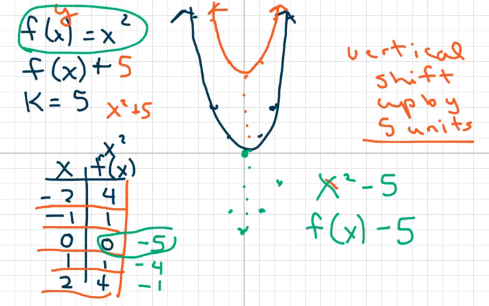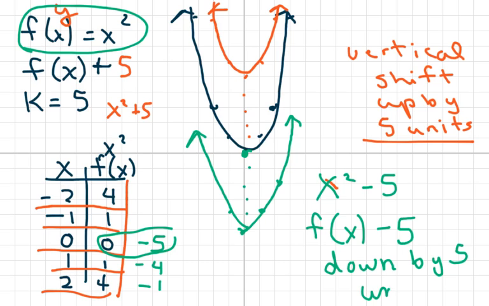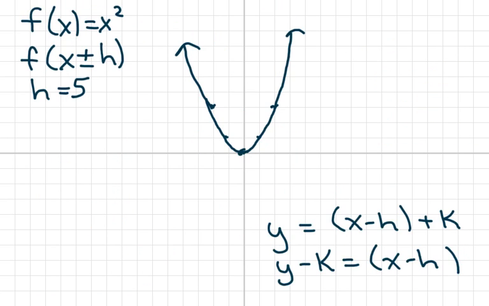So 2, 3, 4, 5. So you just shift it like that. Okay? And that's a vertical shift down by 5 units, using function notation.